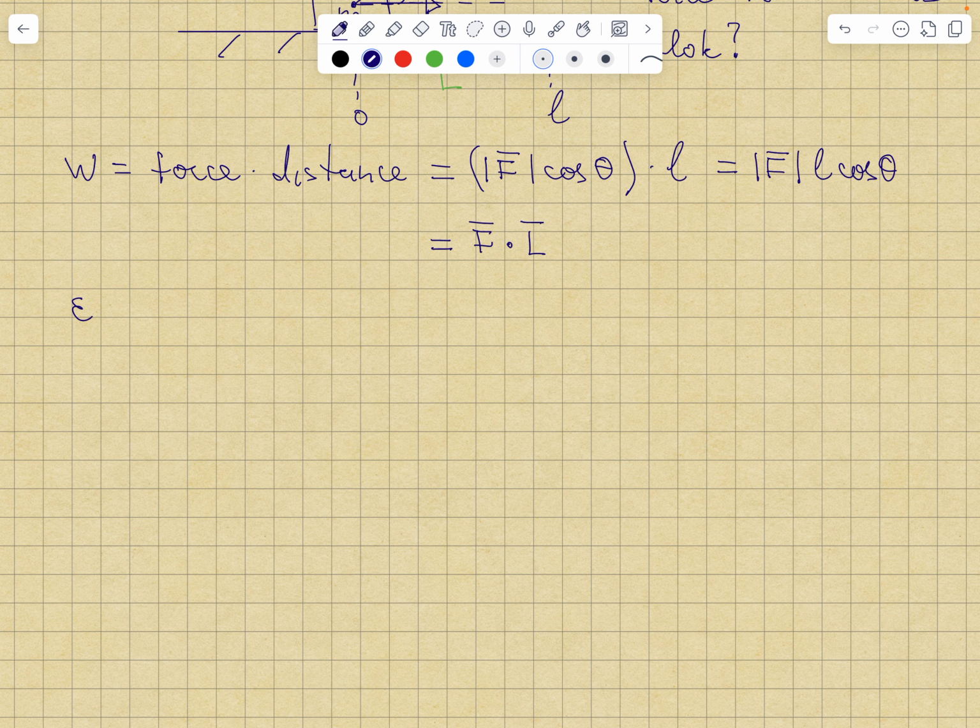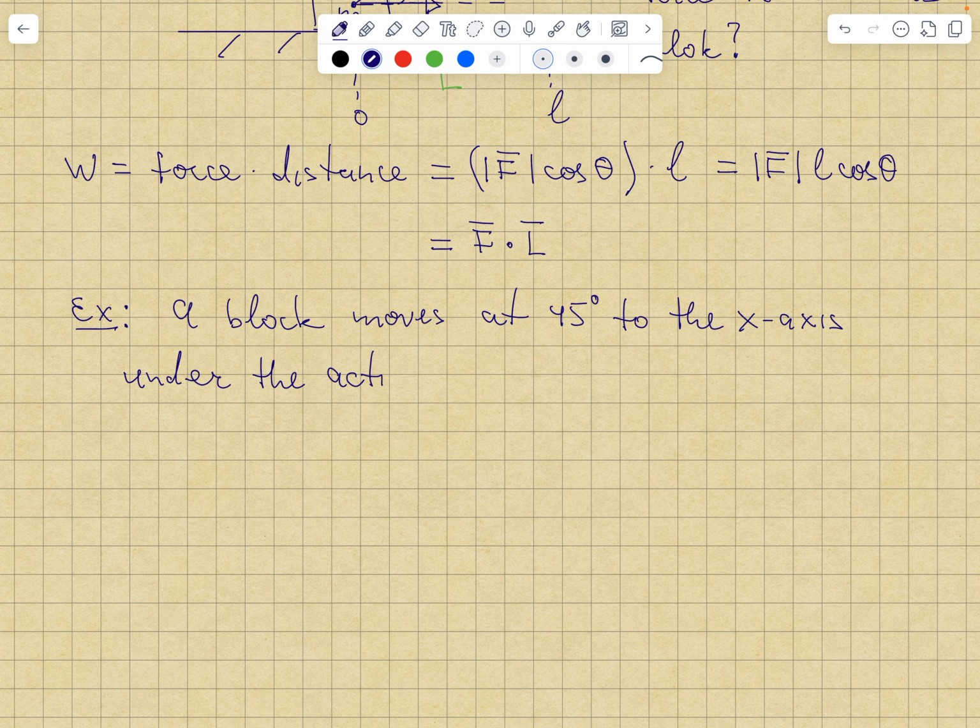Let's do a quick example. So let's say a block moves at 45 degrees to the x-axis under the action of the force F with components -1, 2.